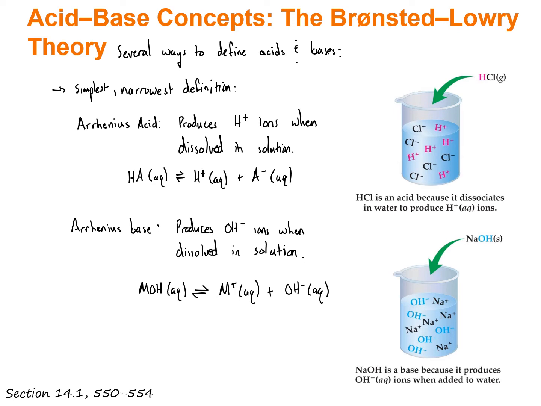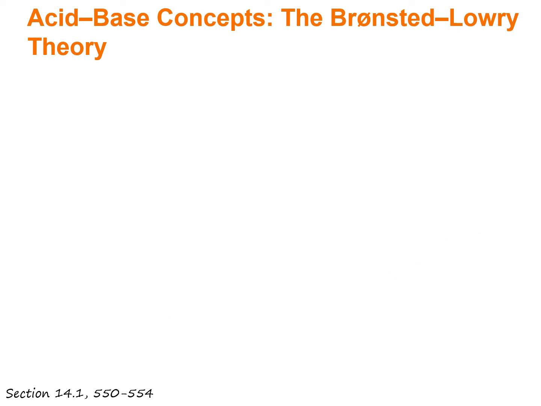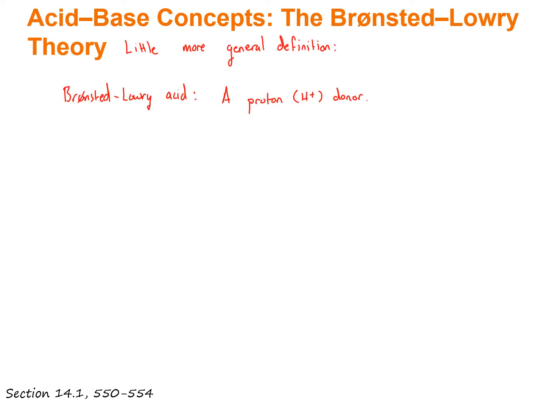Now, it's important that you know this, but it's not something that we're going to use a great deal, because it's limited to aqueous solutions only, and we want a bit of a broader definition. That's going to bring us to the Bronsted-Lowry definitions that we're going to use for most of the chapter. This is a bit more of a general definition. The Bronsted-Lowry acid is something that is just a proton donor, so an H plus donor. A Bronsted-Lowry base is something that is just a proton acceptor.